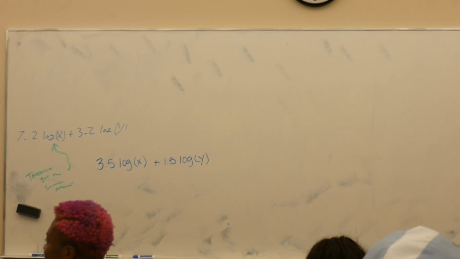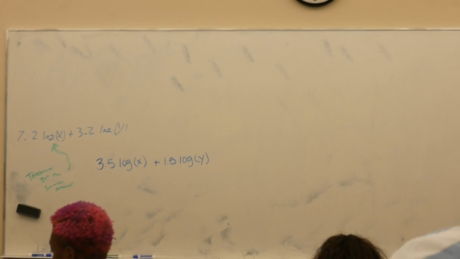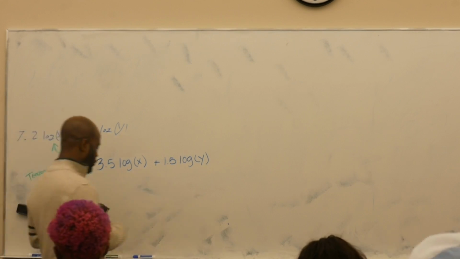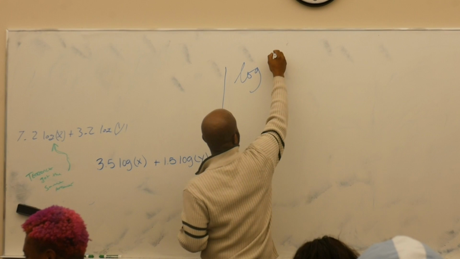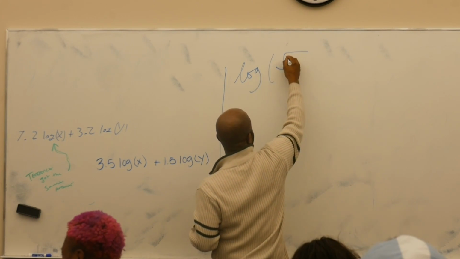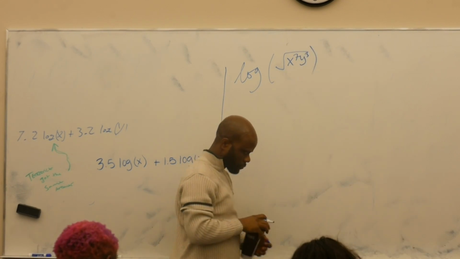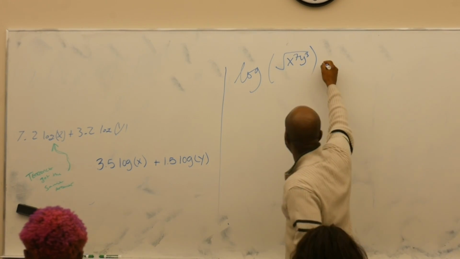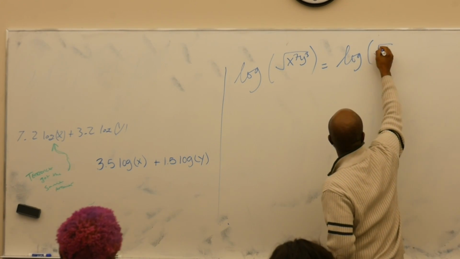So we're doing B. 8B says the log of the square root of x^7 y^3. So we're doing the log of the square root of x to the 7 and y to the 3rd, right? They're both under the square root sign, right? So if you like, you could write them as individual square roots.